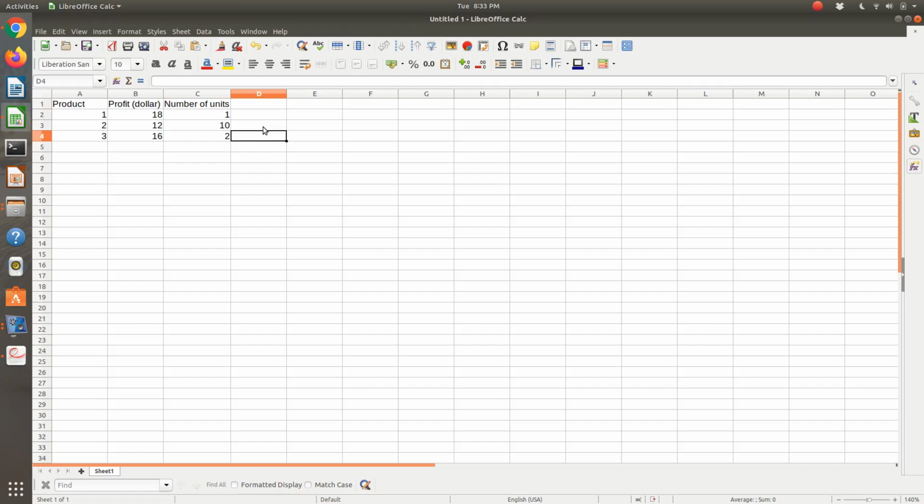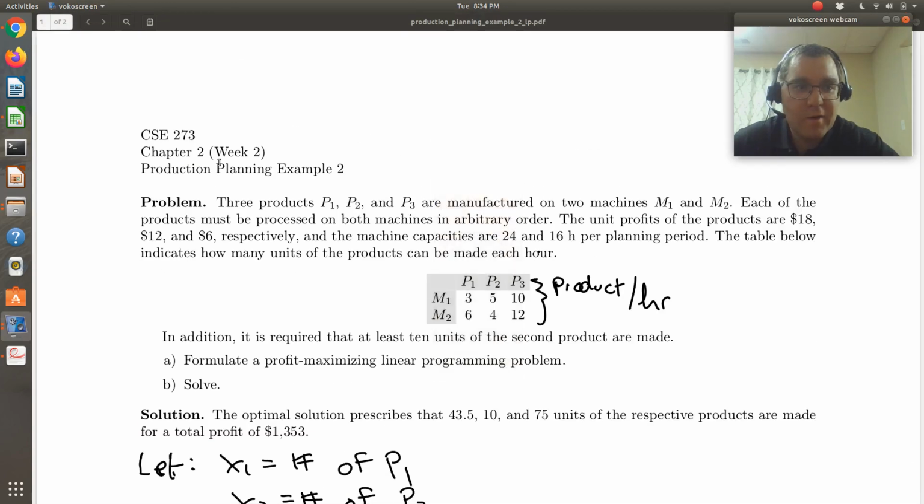Okay, and so then with that, I can go ahead and define my objective, which is listed as our profit. Okay, so our total profit is equal to the profit per unit times the number of units. Okay, so the profit per unit times the number of units, and we compute this sum over all 3 units. Okay. And now we also need to go back and get our constraints in there.